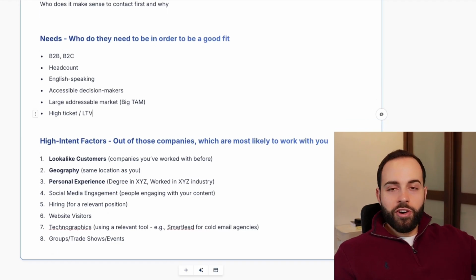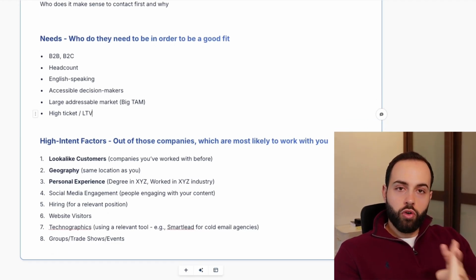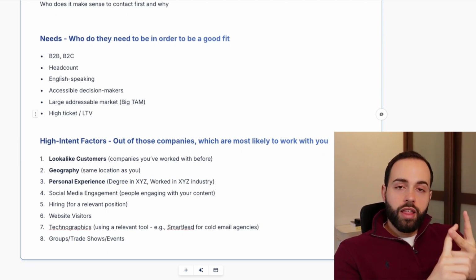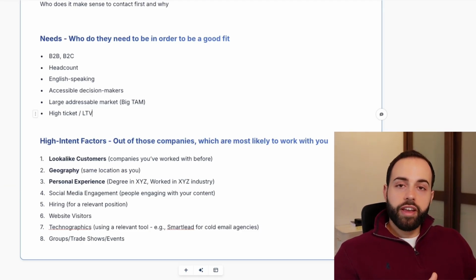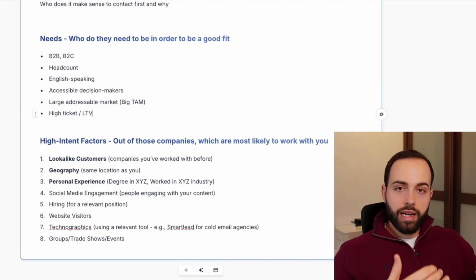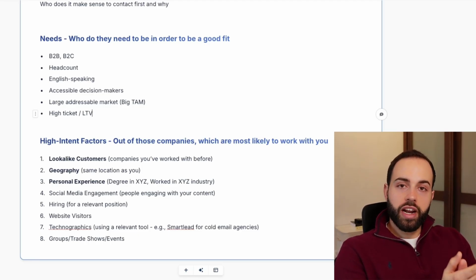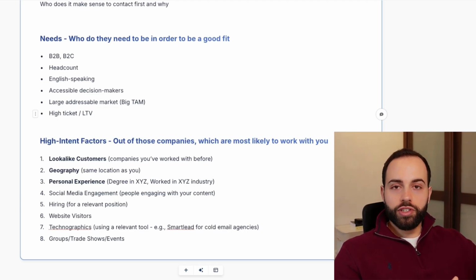So you now know how to identify your ICP, those 10 questions that you need to ask yourself in order to identify your ICP. Once you do that, figure out the non-negotiables that your ICP needs to have in order for them to be a good fit. And then the last part is figuring out your high intent factors. So out of those companies, which are most likely to work with you. And I can guarantee that if you follow the exact framework that I showed you in this video, you are going to substantially improve the results that you're seeing with cold email.